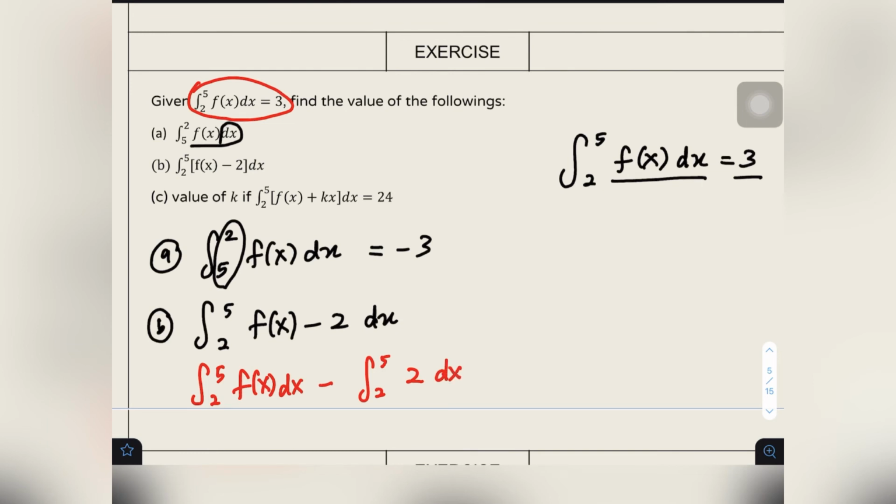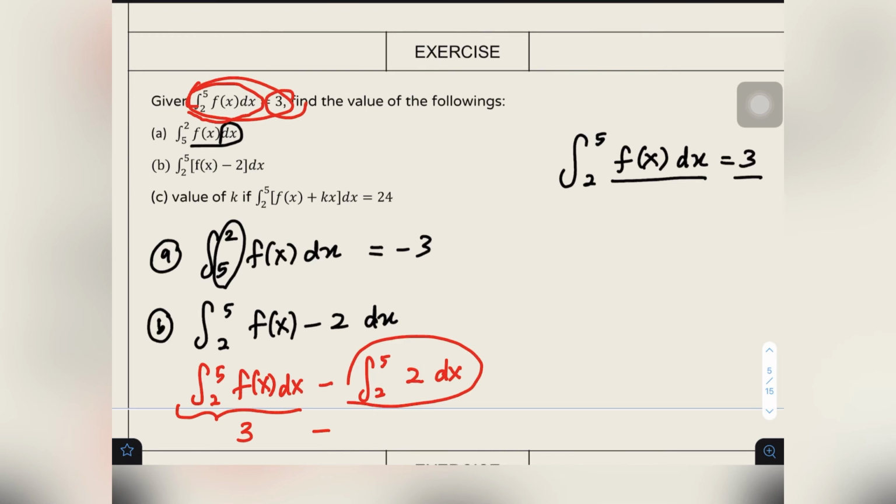This one needs no process because we already have the answer given to us here. The integral of f(x) dx from 2 to 5 is equal to 3. So this one, just put 3. Minus, okay, how to find this one? Do the process of integration as usual.